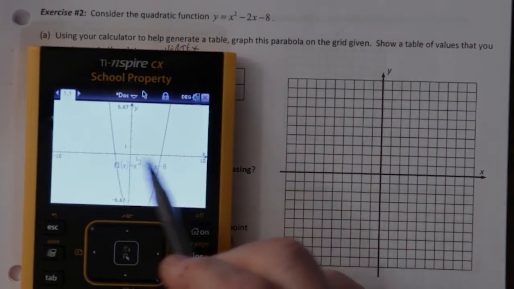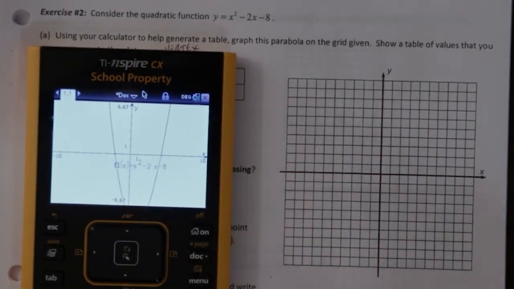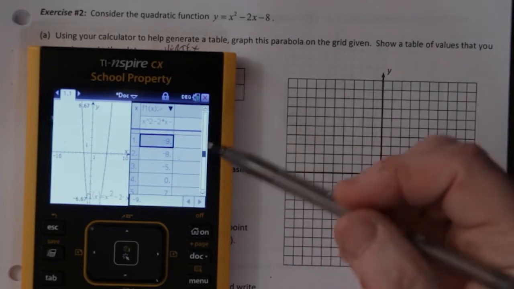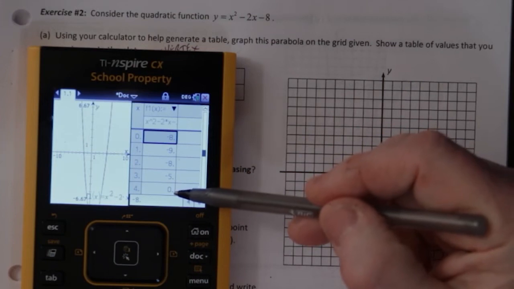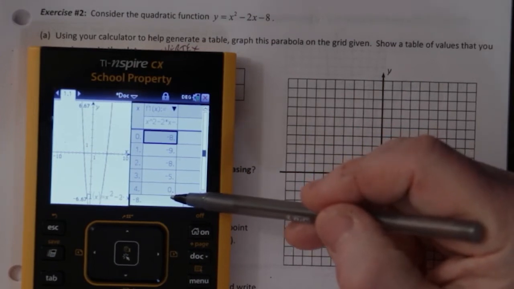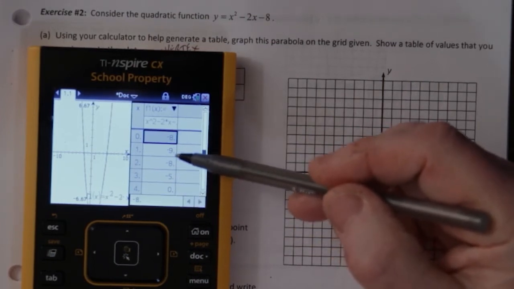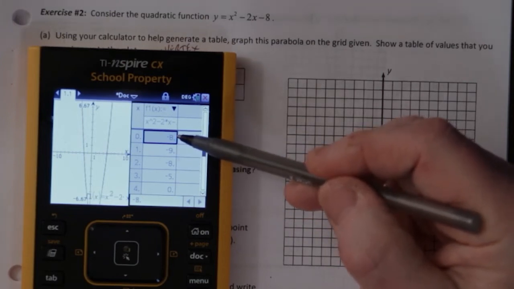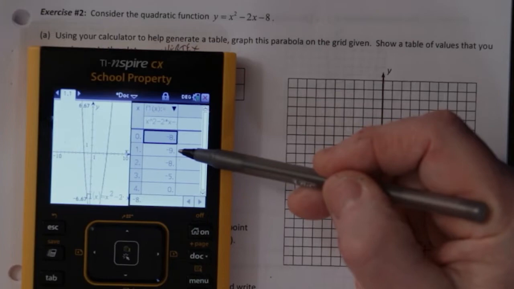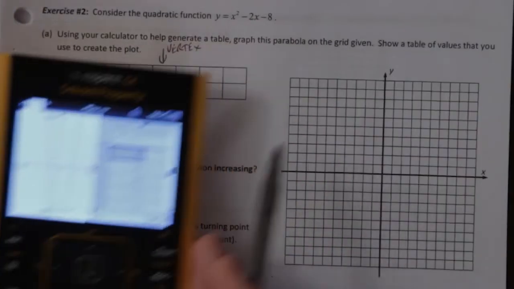If I look carefully, I can pick out my roots, okay? Well, let's just go to our table, and when you look at your table, Control T, you're looking for that low point. So if I look at this, starting here at 4, 0 rather, and it goes negative 5, negative 8, negative 9, negative 8. So you can see that it goes down to negative 9 and starts coming back up the other side. That makes 1, negative 9 my vertex.